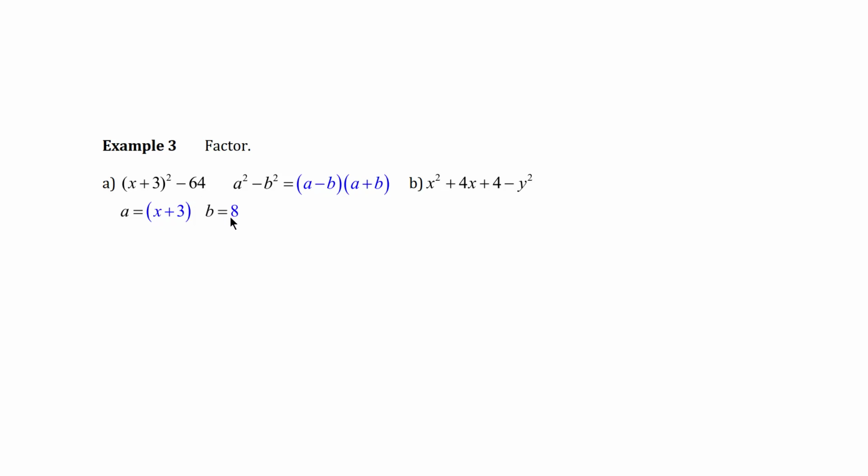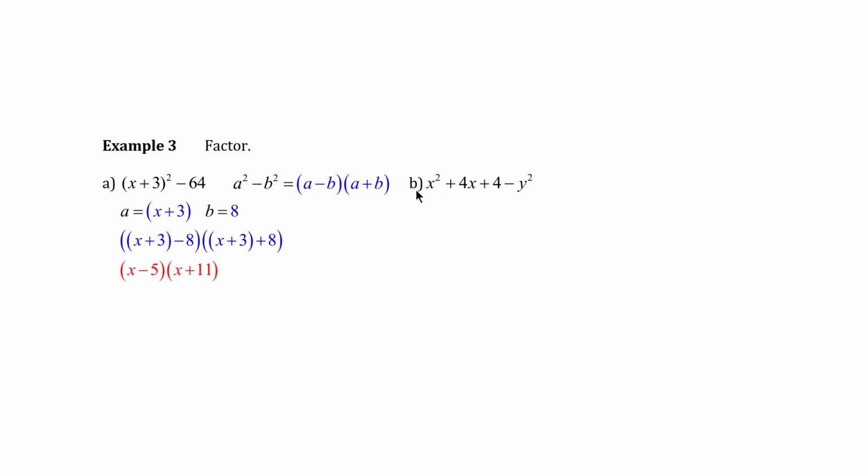Next, we substitute our values for A and B into the difference of squares formula. We get ((x + 3) − 8) times ((x + 3) + 8). From here, we simplify by dropping the inner parentheses and combining like terms. The final answer is (x − 5)(x + 11).